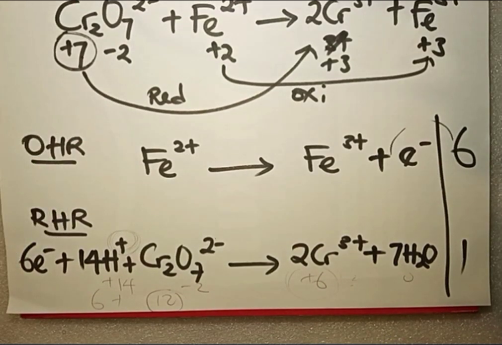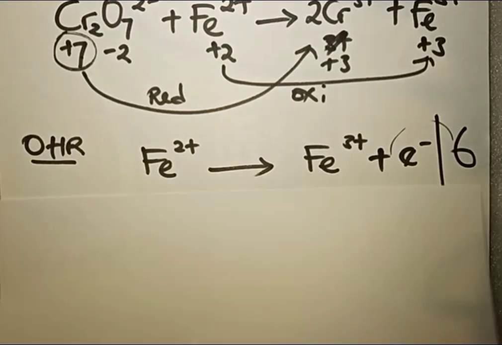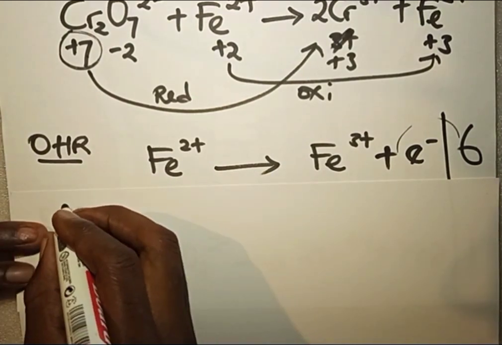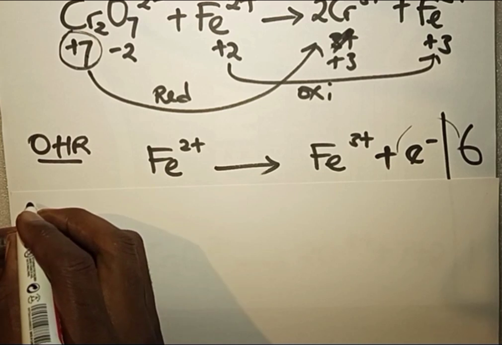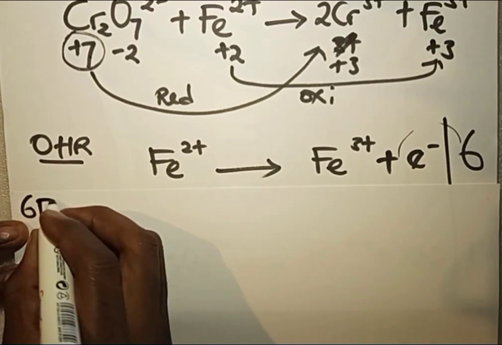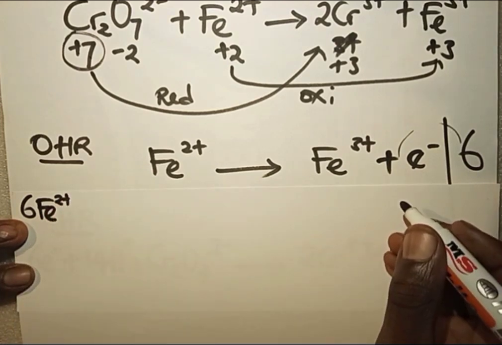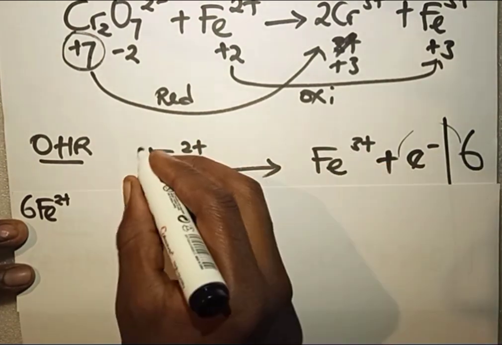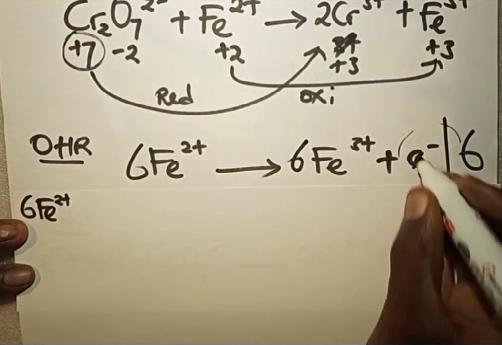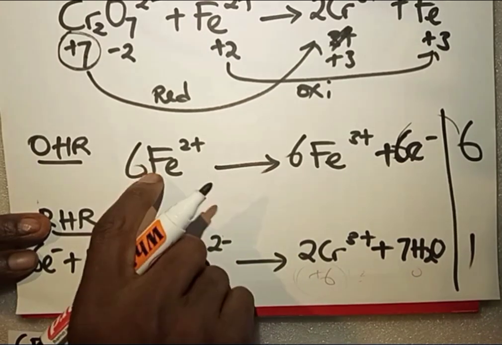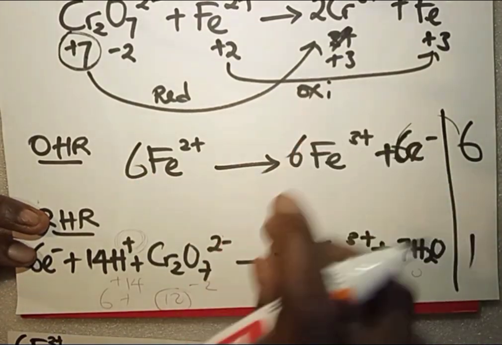Okay? So how is this going to be possible? This will only be possible by multiplying whatever is in here by 6. So we'll have 6 iron. This will be 6, this will be 6, and this will become 6. Okay, I'm coming up with something here. So we've balanced, putting a 6, 6, 6, everything is balanced. So we've balanced the electrons.